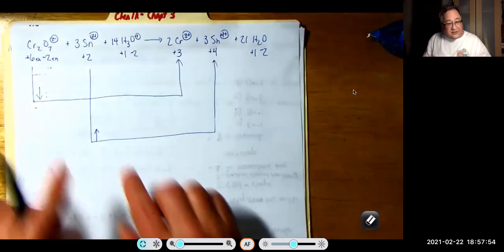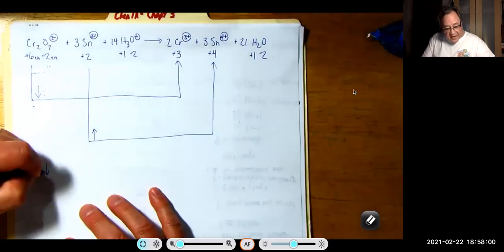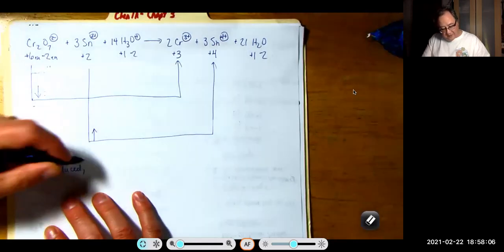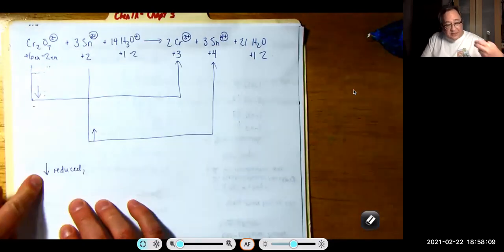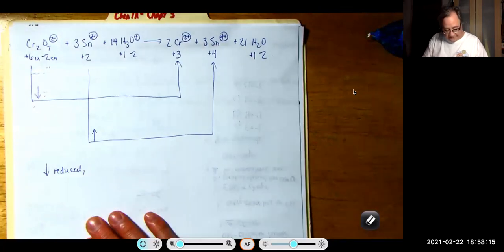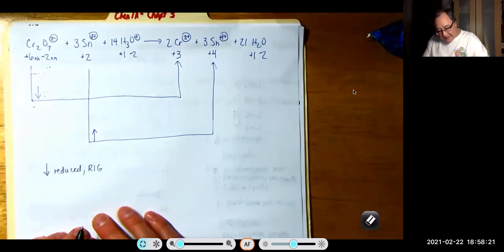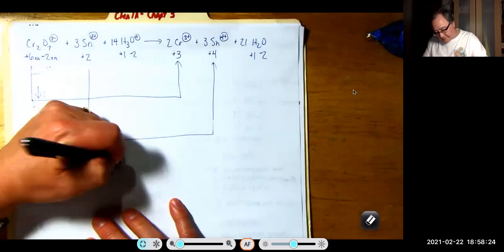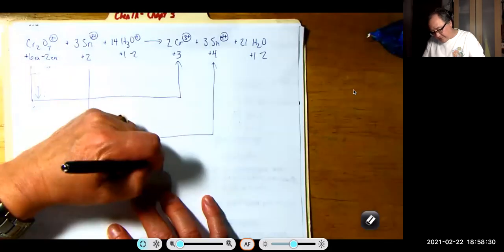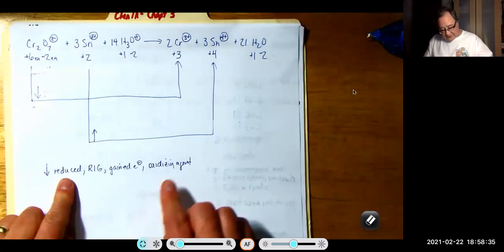And here's how you deal with these arrows. If the oxidation number decreases, we say that that element was reduced. And I like that because when an arrow goes down, decrease and reduce, those are synonyms, right? They mean the same thing. If it was reduced, it was RIG'd. And if it was RIG'd, it gained electrons. And it's the oxidizing agent. So if it was reduced, it's the oxidizing agent.